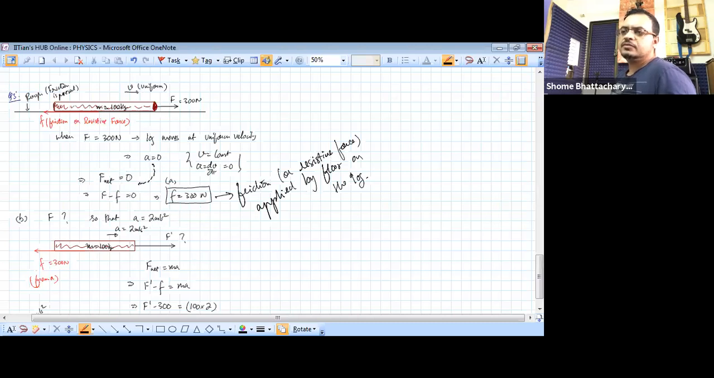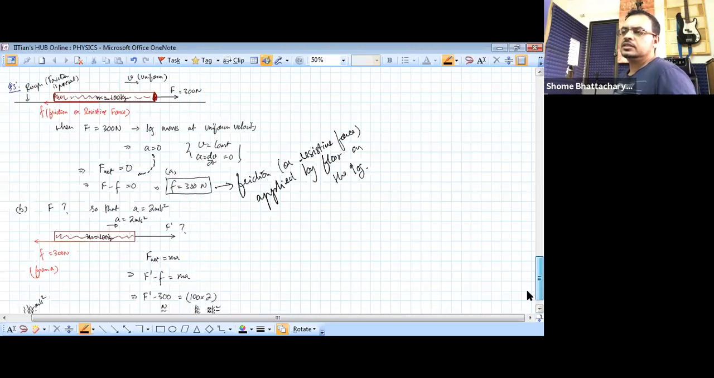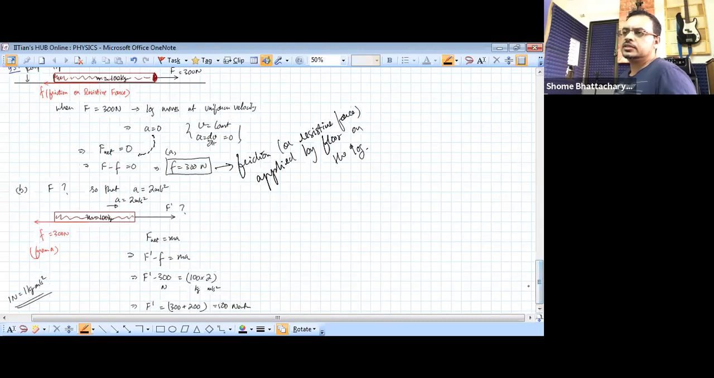But in the second part, when we increase the external force to more than 300, we will get some acceleration. Now the question is how much we should increase it so that the acceleration we get is 2 meters per second squared. And that is what we solved below. In the first case it is moving with constant velocity, with 0 acceleration. So 0 acceleration also means net force is 0.